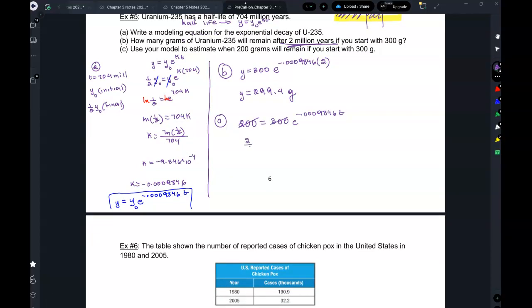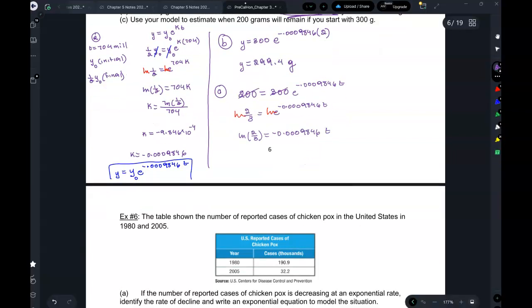So you get 2/3 equals e to the, that crazy number, t. Now ln of both sides. So ln of 2/3 is equal to that crazy number times t. So now I have to divide. T is ln of 2/3 over this.